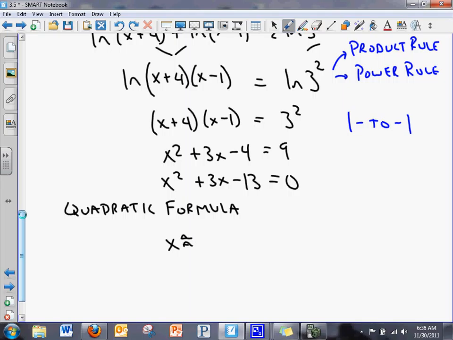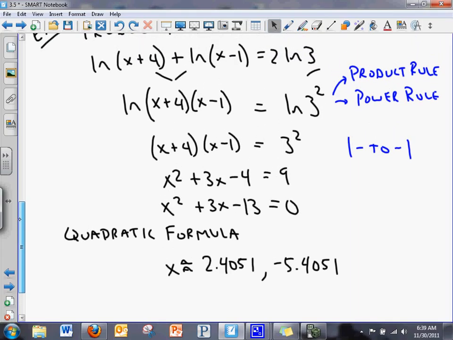All right, so through the quadratic formula, you're going to get two answers, because it's plus and minus within the formula. So we get 2.4051 and negative 5.4051.